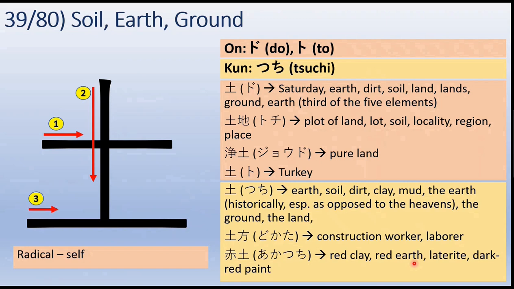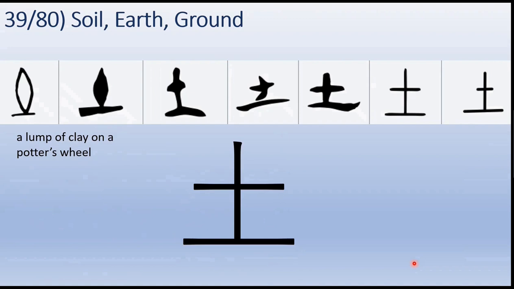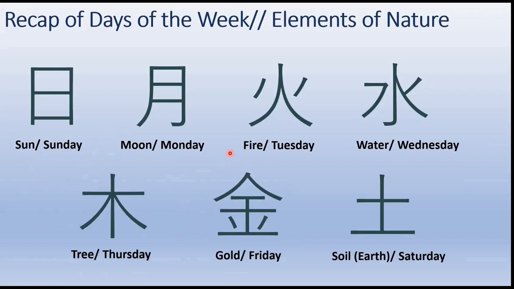There are three strokes involved. And this is how the symbol has evolved. So you can see here, initially it was a lump of clay on a potter's wheel. So this represents a potter's wheel, as you may relate to a potter's wheel. You must have seen that. So in this way, it gradually evolved like this, and finally this stage has reached. So this is the current symbol for soil or earth or ground.